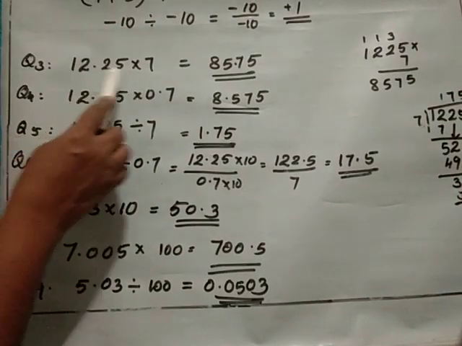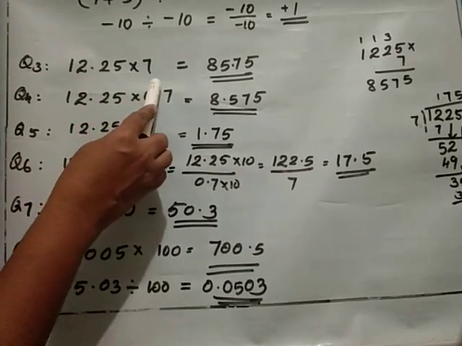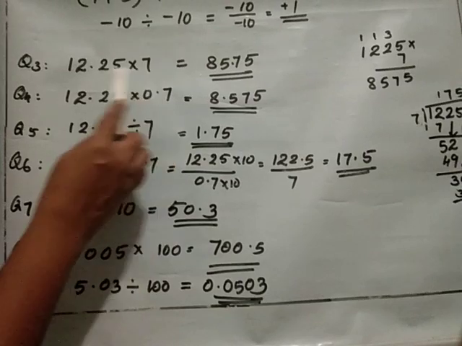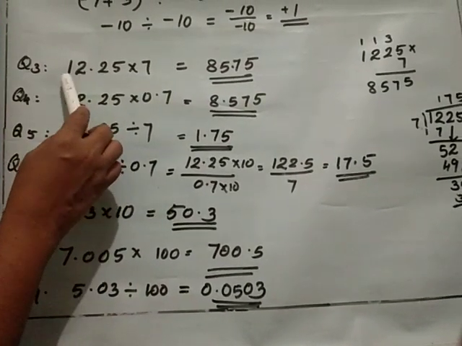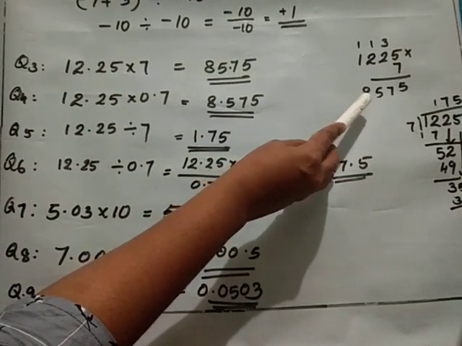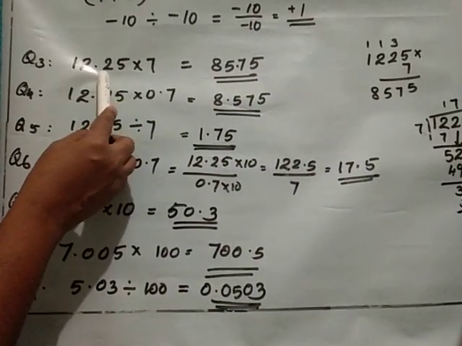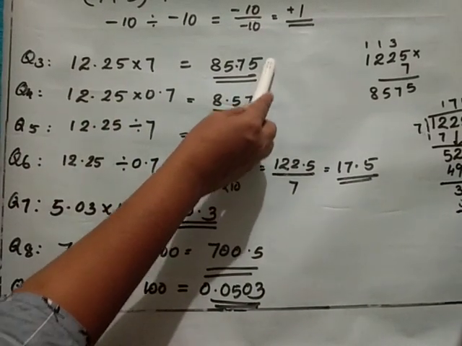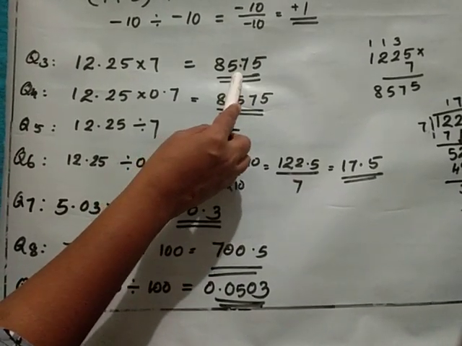Here, multiplication of decimal numbers: 12.25 into 7. For solving this question, first we multiply 1225 into 7. We get 8575. Here the question has two decimal places, so in the answer, from the rightmost place, 2 places after we put the decimal. So the answer is 85.75.